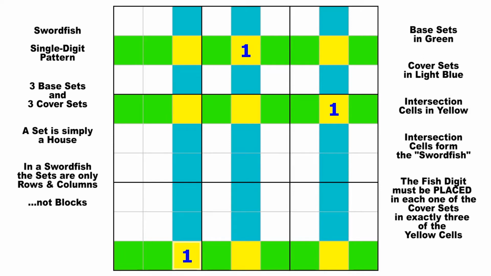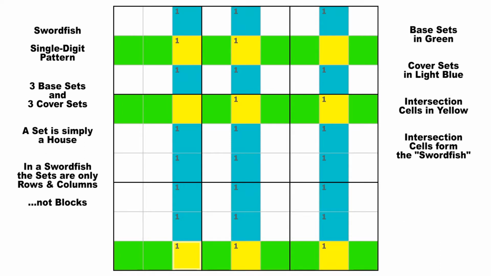Nevertheless, this means we can safely eliminate all instances of the fish digit from the cover sets that are not base candidates, i.e. that are not in the yellow intersection cells. So here you can eliminate all the candidate ones in all the light blue colored cells. That is how a swordfish works.